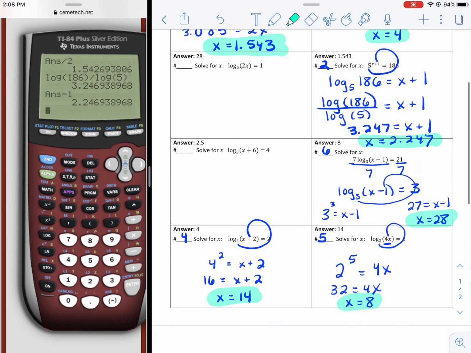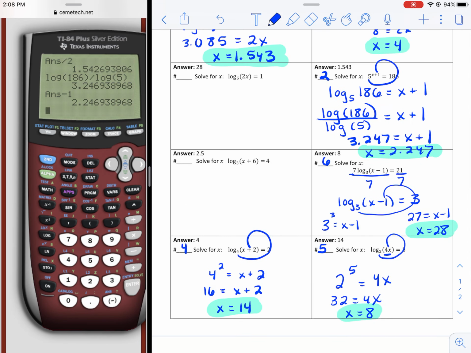Okay, and so we look for 28. That's going to be number 7. Okay, so again, we have a log equation. We're just going to change this to exponential form. 5 to the 1st equals 2x. So to solve for x, we're going to divide both sides by 2, and we get x equals 2.5.